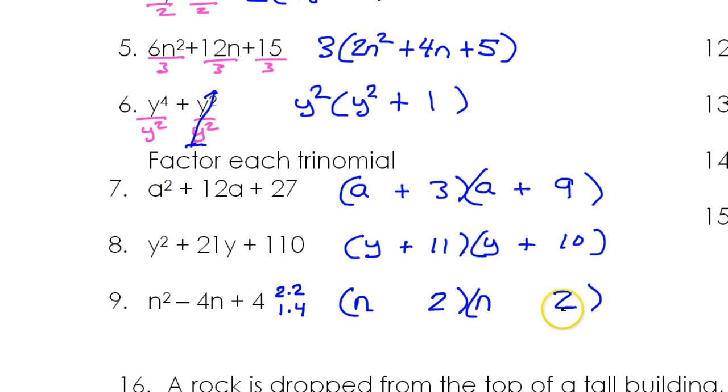Now, inner plus outer has to equal middle. Inner, I have 2n. Outer, I have 2n. I'm trying to get a middle of negative 4n. Can I do it? Yes, if both of these are negative, that'll make negative 4n. So that would mean both of these would be negative. But wait a minute, will I get a positive 4 when I multiply these? Yes, a negative times a negative is a positive. So it works out. Okay, so that is the answer to number 9.